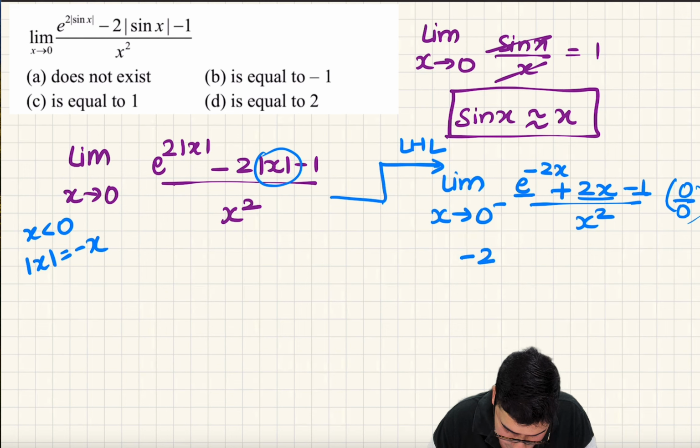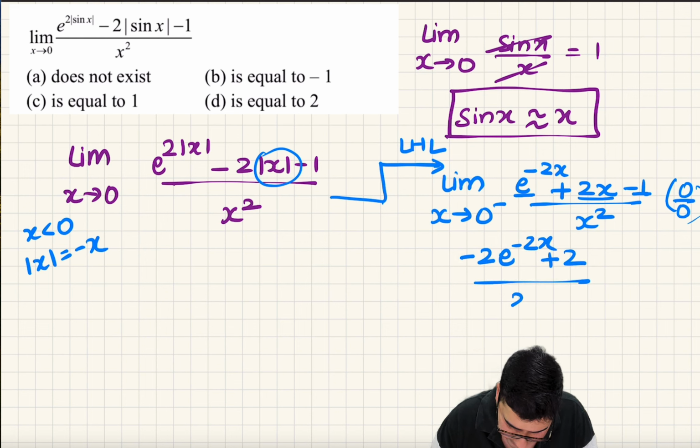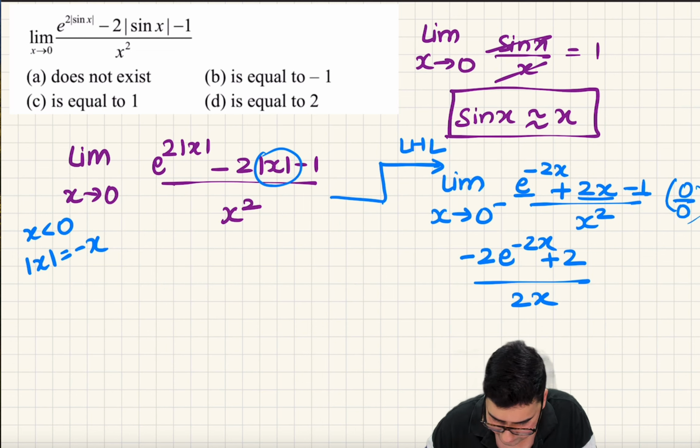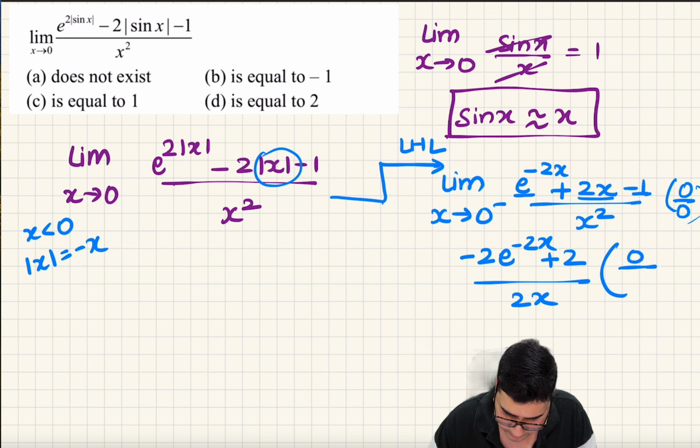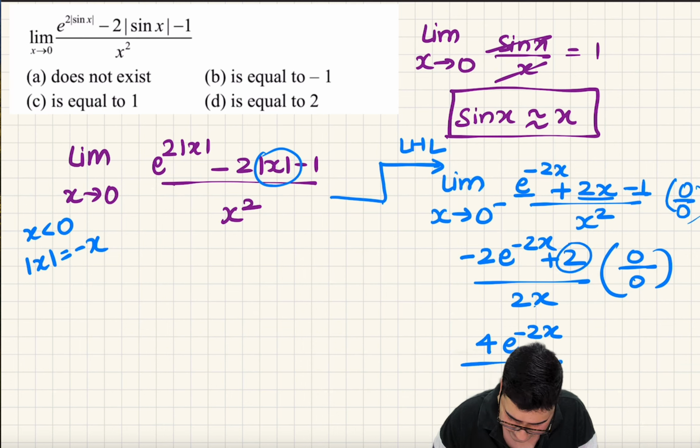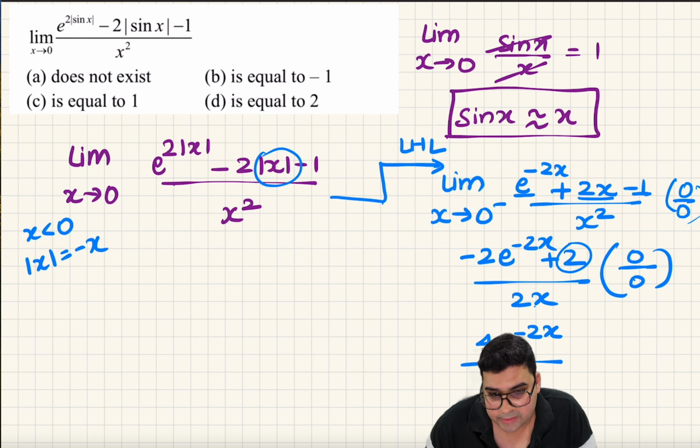So this gives me minus 2 e to the power minus 2x plus 2 upon 2x. And again I believe that the form is 0 by 0 because this is minus 2 plus 2, which is 0. Denominator is 0. Again reapply LHR. So this gives me plus 4 e to the power minus 2x. And the derivative of 2 is 0. That's why the denominator 2x's value would be 2. And e to the power 0 is 1.